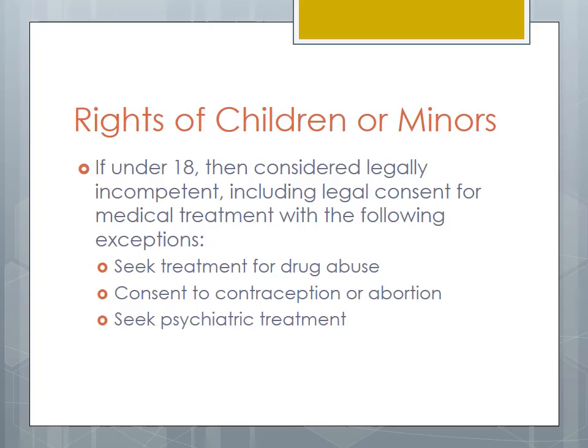What about children and minors when it comes to rights? If they're under 18, then of course they are considered legally incompetent. Not that they are truly incompetent, but they are simply not able to stand up for their own rights. They're going to have someone to intercede for them. This is going to include legal consent for medical treatment, but the following exceptions are going to occur, especially if they should need treatment for drug abuse. Of course, the consent to contraception or abortion if they are actually under the age of 16, and then of course to seek psychiatric treatment.